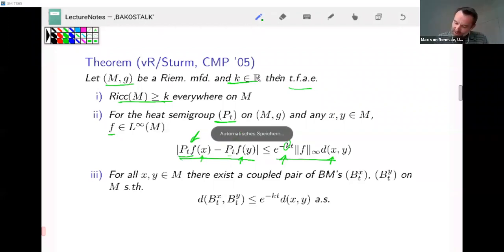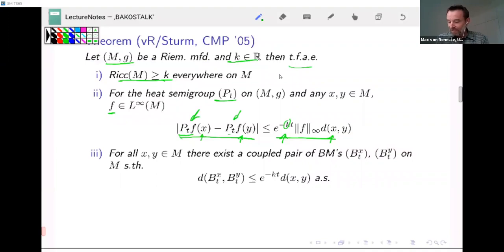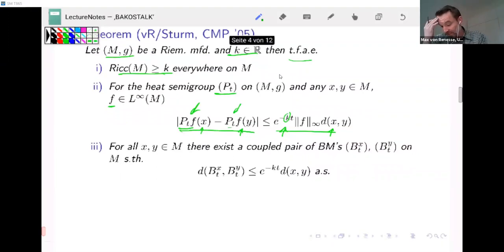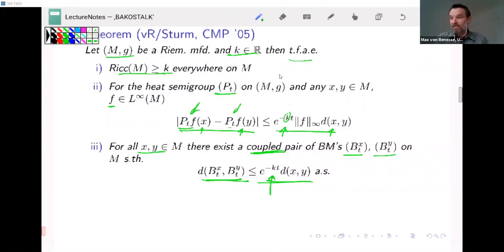But there is an even nicer characterization of this by means of coupling two Brownian motions. Equivalently, you can require that for all possible starting points on this manifold, you can construct two Brownian motions, the object which I just described through this geodesic random walk, which are coupled. That's the point here. They are not independent, but if you look at each of them separately, they are Brownian motions, such that pathwise they converge to one another exponentially fast, where the convergence rate is exactly this Ricci curvature. So you can bring two Brownian trajectories very fast together on a sphere.